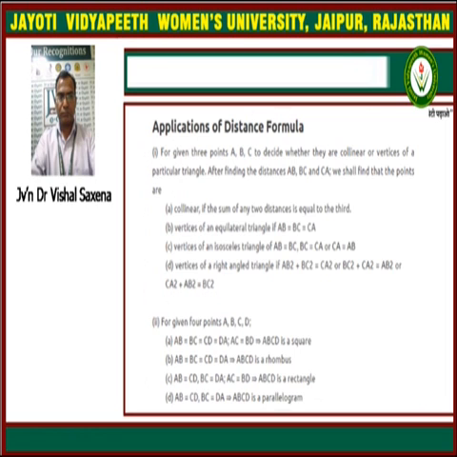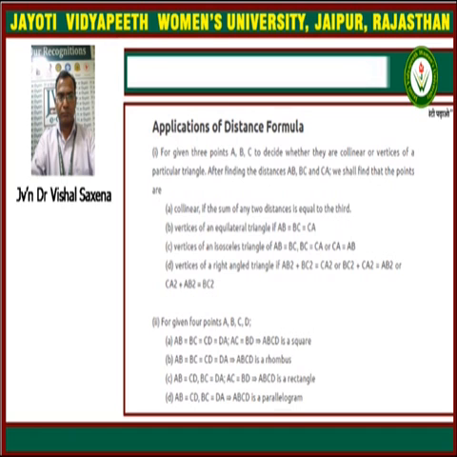Now applications of the distance formula. For given points A, B, C, to decide whether they are collinear or vertices of a particular triangle, after finding the distances AB, BC and CA, we check first whether the points are collinear. What is the condition? If the sum of any two distances is equal to the third distance.